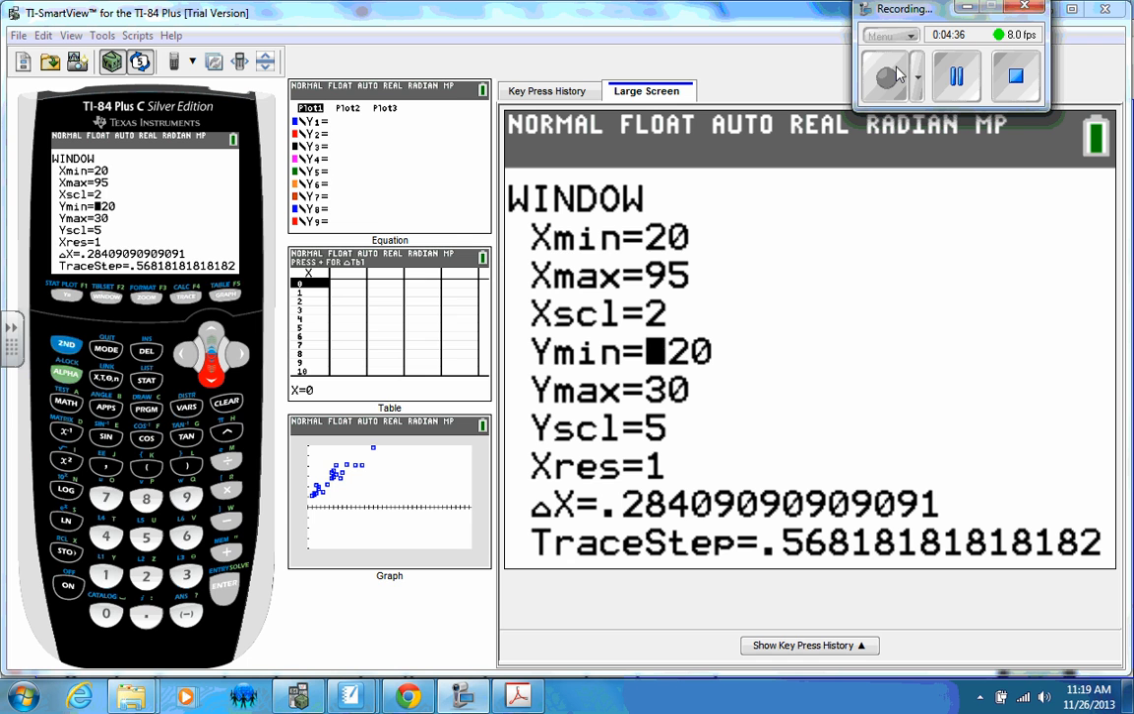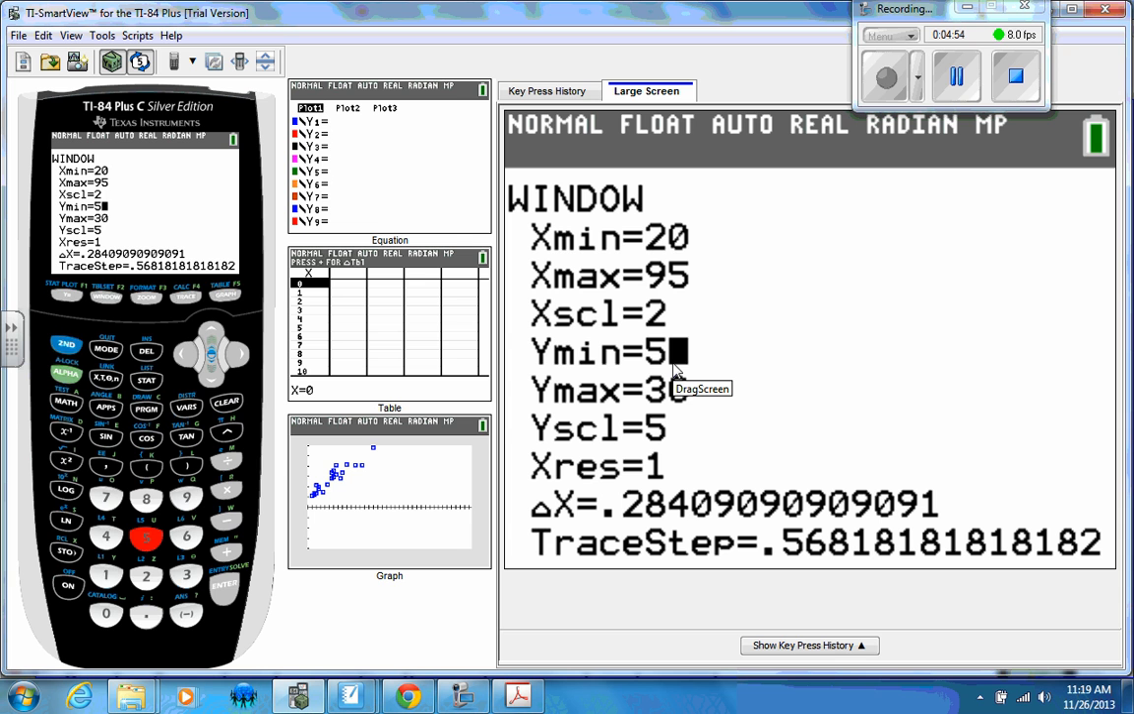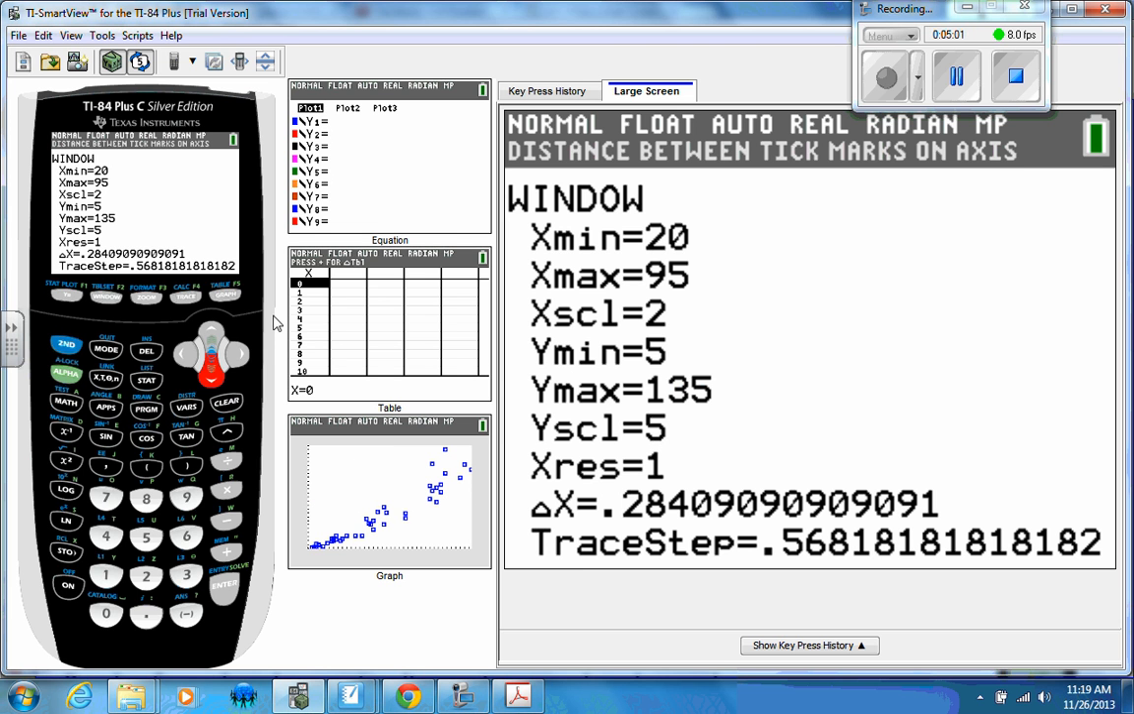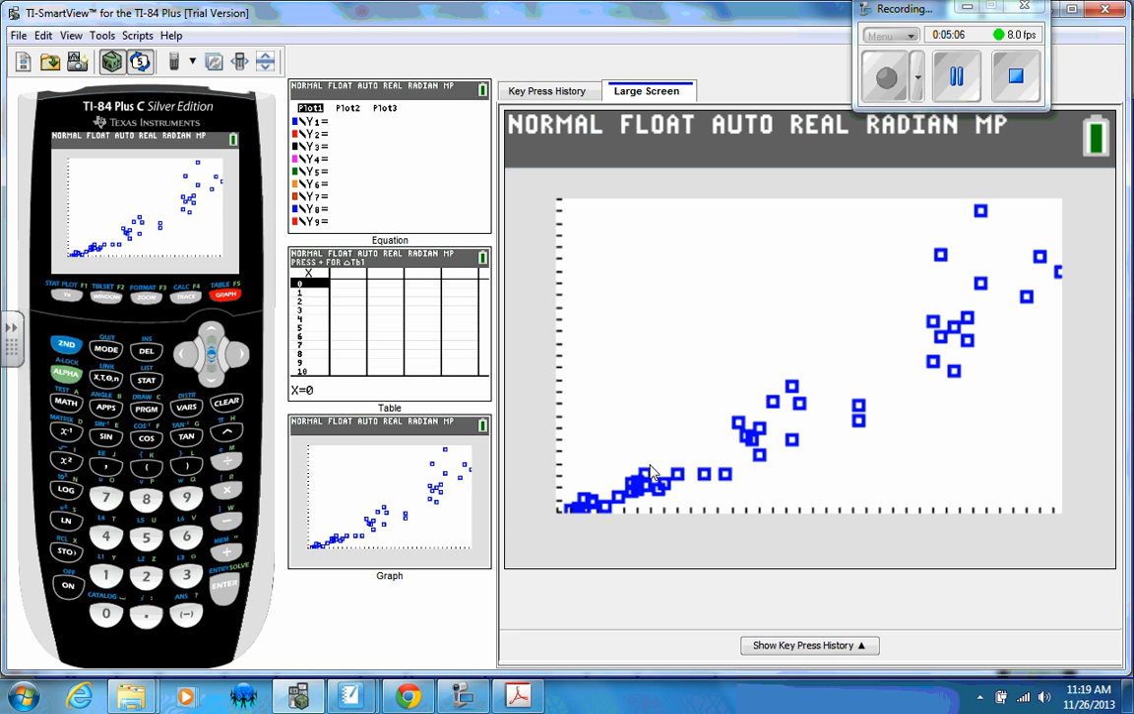Okay, now let us look at our y values. The lowest one is roughly, nothing's below 6, and the highest one is about 130.4. So let's make this one between 5 and 135, and we'll make each scale about 5. Let's see what that does to our scatter plot when we go back into graph. Go back into graph, and you see some data points.